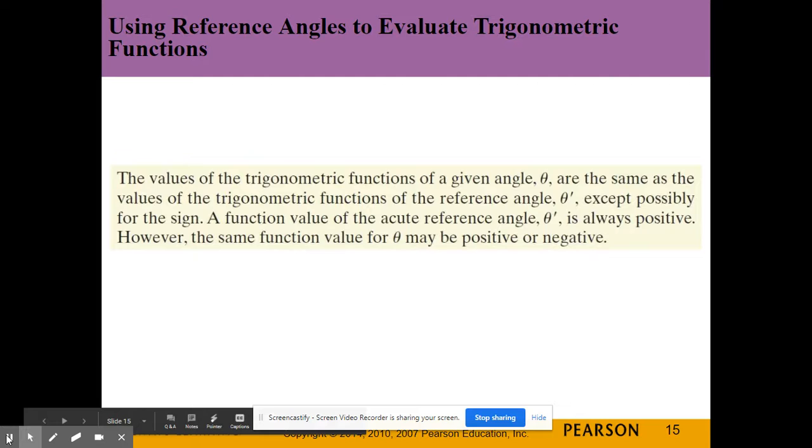Right, the values of the trigonometric functions of a given angle theta are the same as the values of the trigonometric functions of the reference angle theta hat, except possibly for the sign. A function value of the acute reference angle theta hat is always positive. However, the same function value for theta may be positive or negative. So basically what it's saying is if you have an angle that's in one of the other quadrants, the functions are going to match up with the reference angle. It just might be positive or negative, as opposed to the reference angle, which will always be positive.